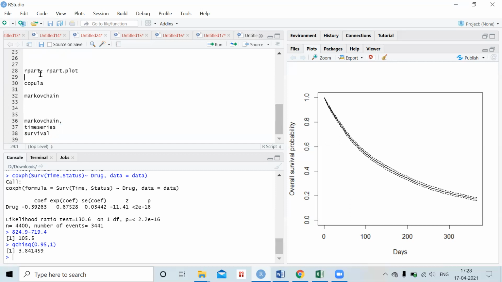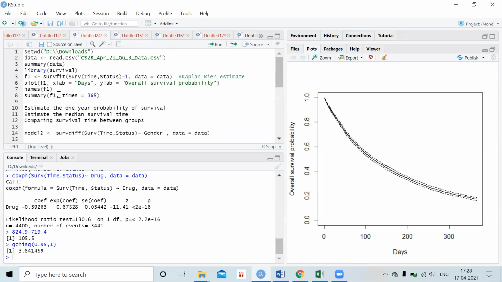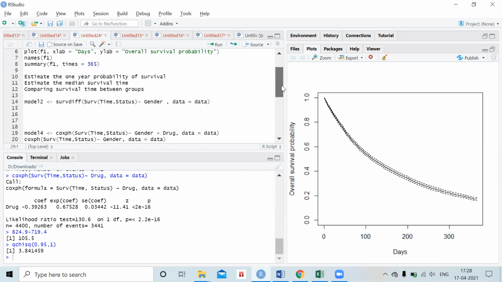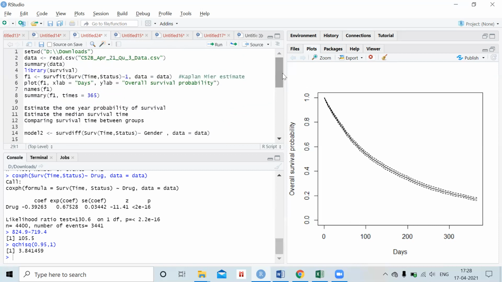Again, these are just projections. You can just view the questions which I have said and how the codes can be performed for these. So there's survfit, there's survdiff, then there is coxph which can come up, which I feel is very relevant to this data set.